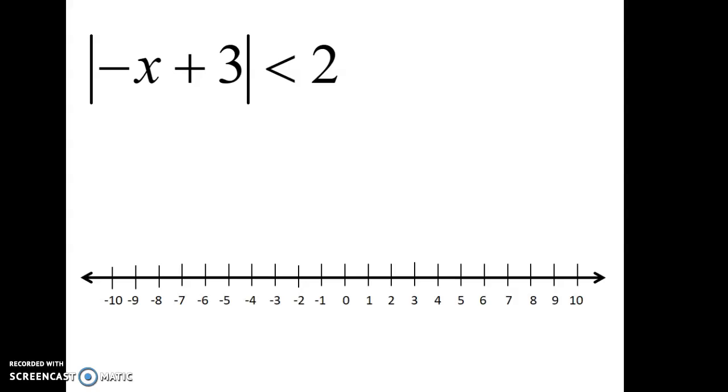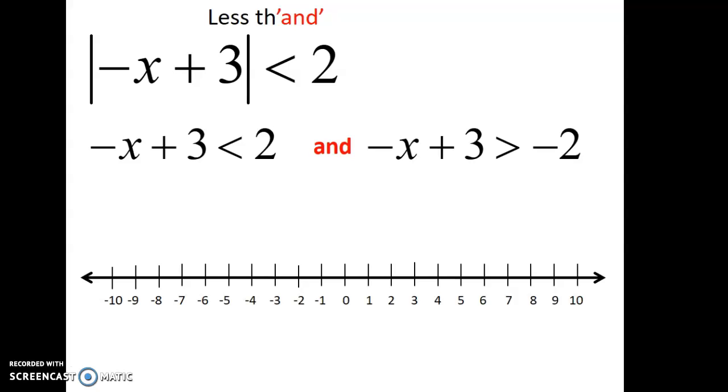We have the absolute value of negative x plus 3 is less than 2. So this is a less than, and anything that's less than is going to be an and question. Just like before, we solve these by splitting them up, making one inequality with the answer that you're given, and changing the sign on the other one. This is an and, just to remind you. Make sure that you flip your inequality in the second equation. You solve these both by subtracting 3 and dividing by negative 1, which flips the sign for the inequality. So it now reads x is greater than 1 and x is less than 5.